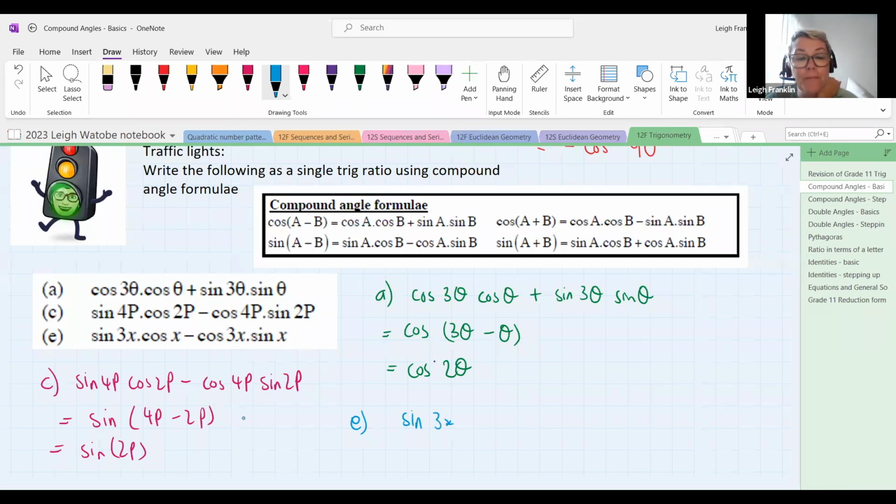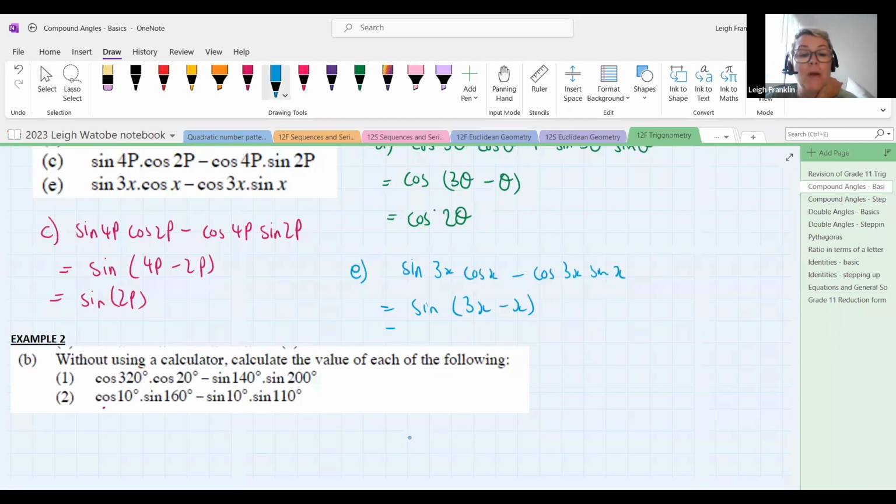So the answer to sine 3x times cos x minus cos 3x times sine x is equal to sine, open brackets, 3x minus x. Yes. Which will then give you sine 2x.